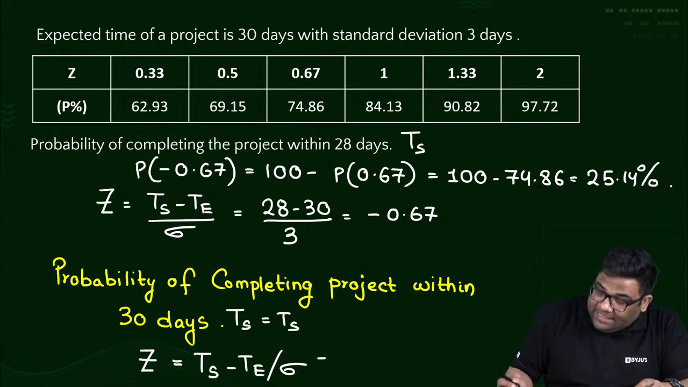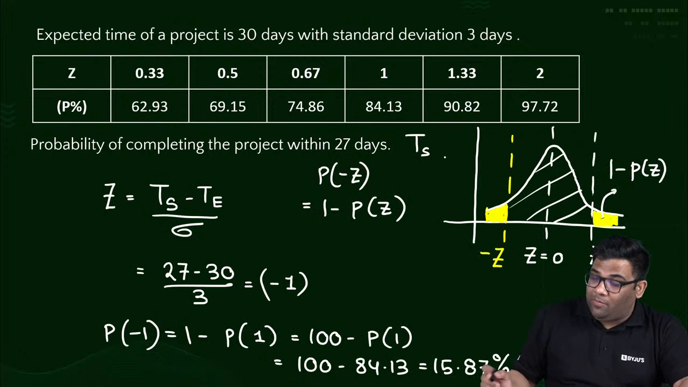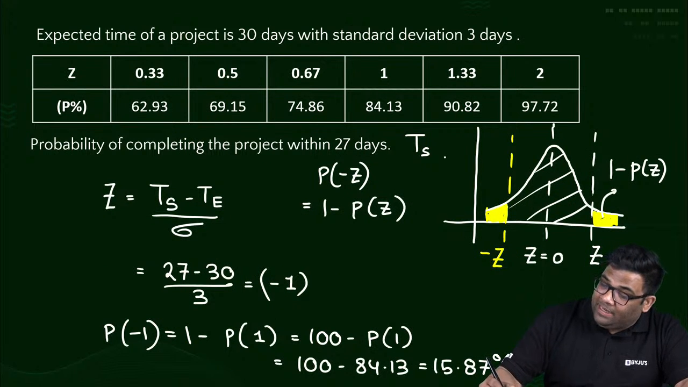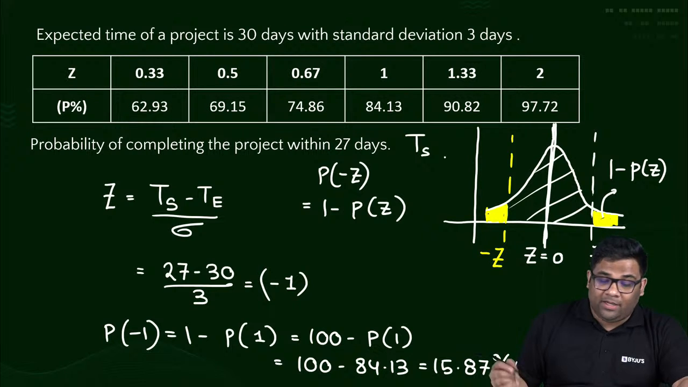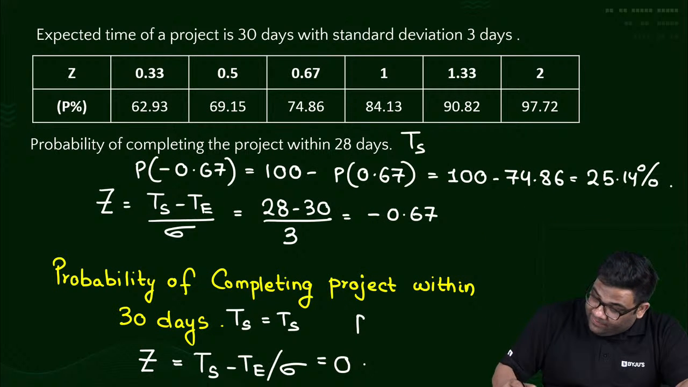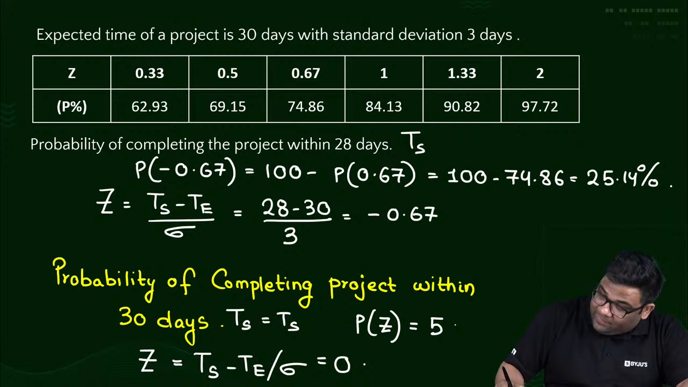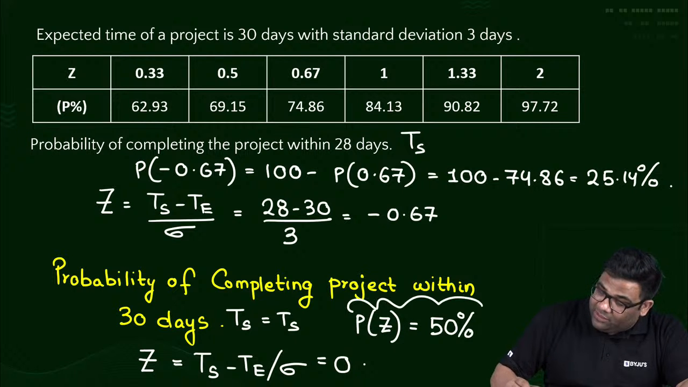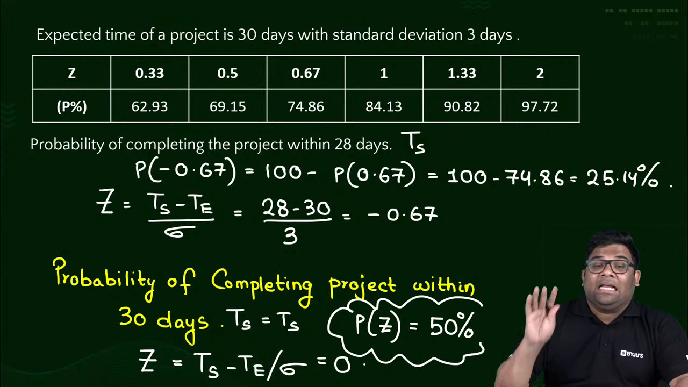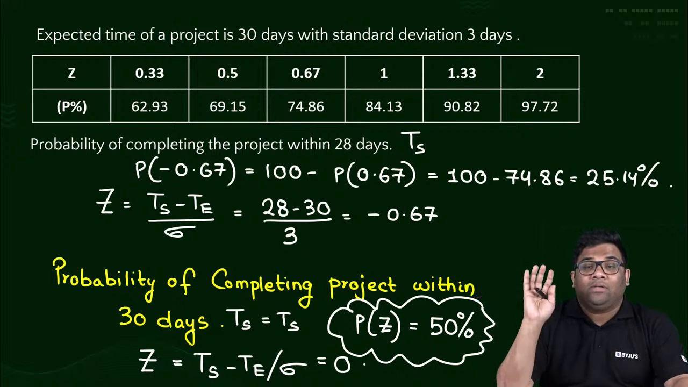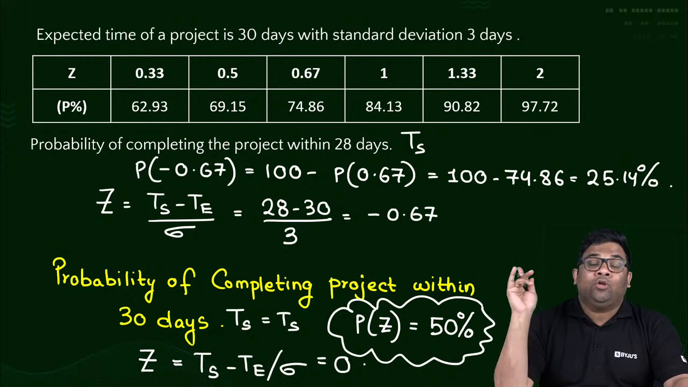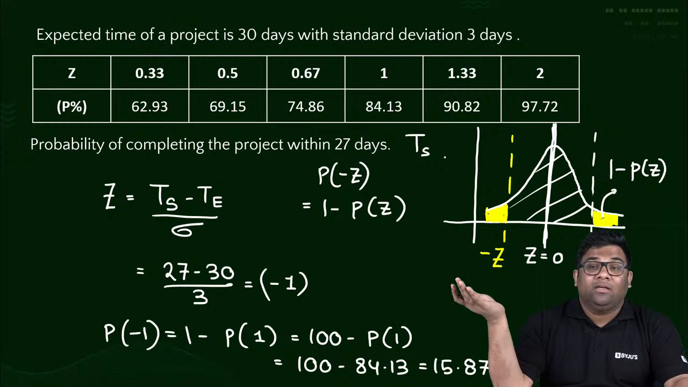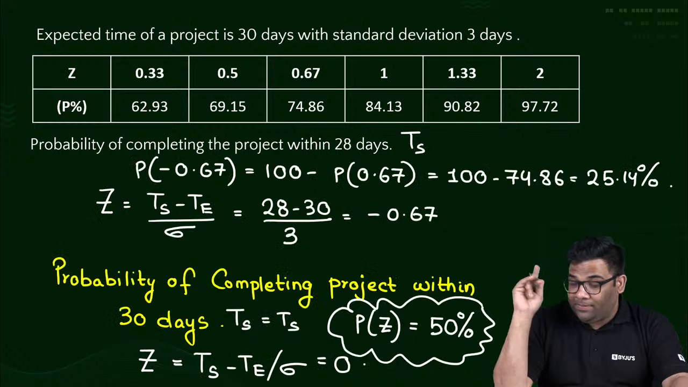So Z is 0. When Z is 0, you see the probability will be how much? This is at the middle. It is symmetric about Z equal to 0. That means the probability will be 50%. Remember that for Z equal to 0, the probability is 50%. This data they will not give in the question; you should know it before. So for Z equal to 0, the probability will be 50% because it's symmetric. So half. Remember this fact.